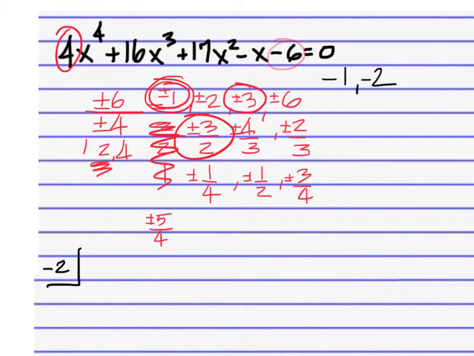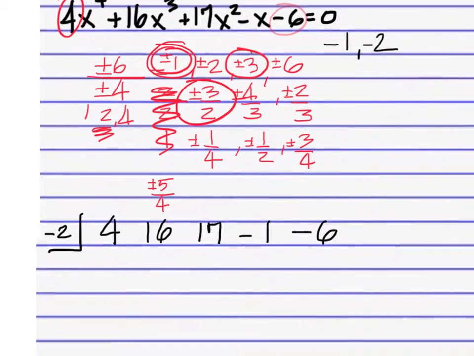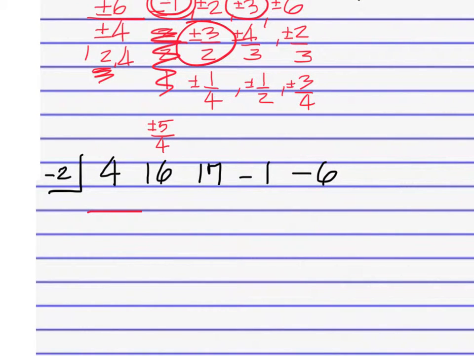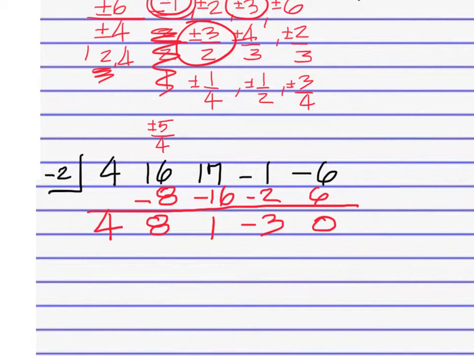So negative 2 bracket. And we're going to divide it into the entire expression there, which we have a 4, 16, 17, negative 1, negative 6. We're going to divide this and see what we come up with. Okay, so we drop the 4, multiply to get a negative 8, add to get 8, multiply to get a negative 16, add to get a 1, multiply to get a negative 2, add to get a negative 3, and then multiply to get a 6 and add to get a 0.